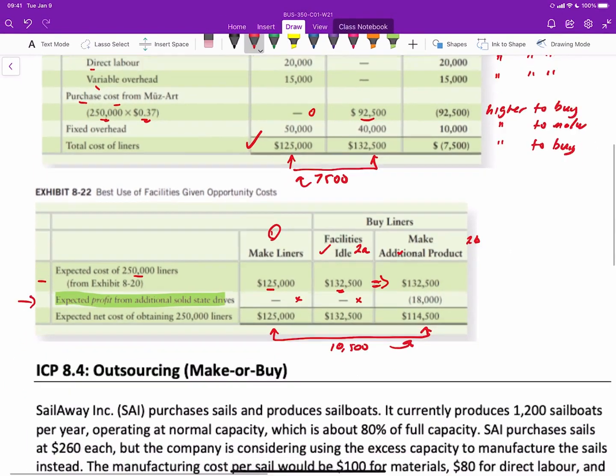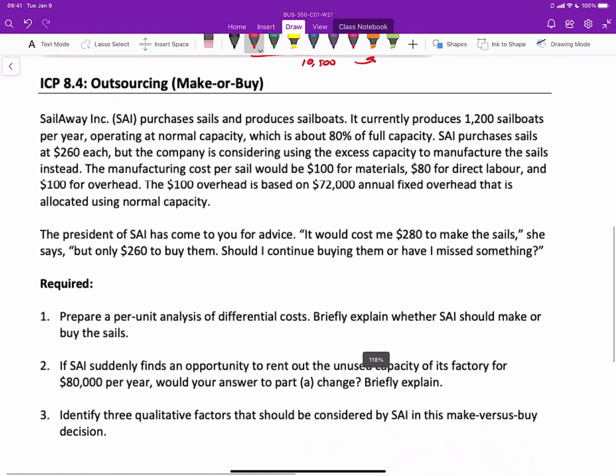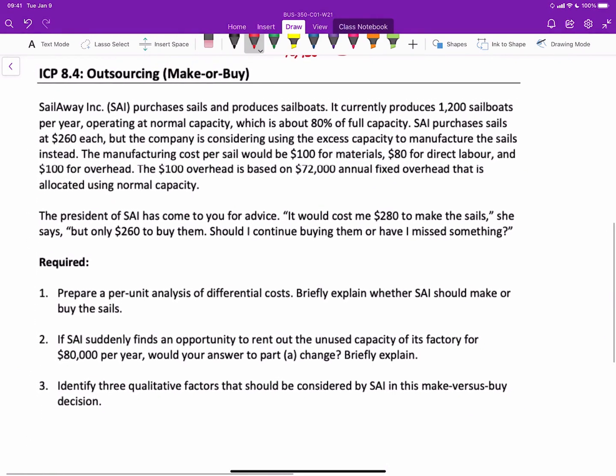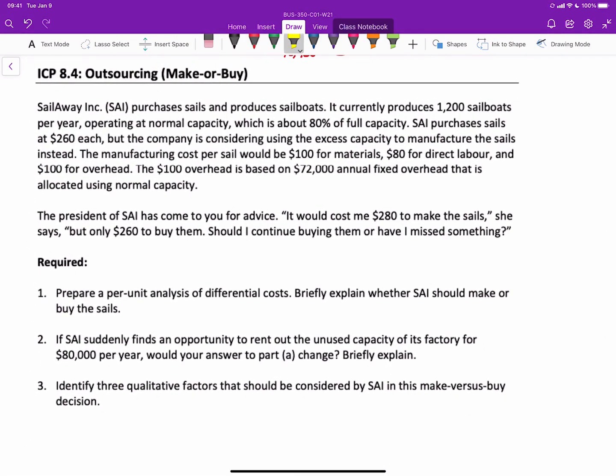All right, so now let's look at this in-class problem here, 8.4 on making or buying. So we've got a company that makes sailboats, currently produces 1,200 sailboats a year, and its normal capacity is about 80% of full capacity. So this means that it has available capacity. The company purchases sails for the boats at $260 each, but is considering using the excess capacity to manufacture the sails instead of buying them.